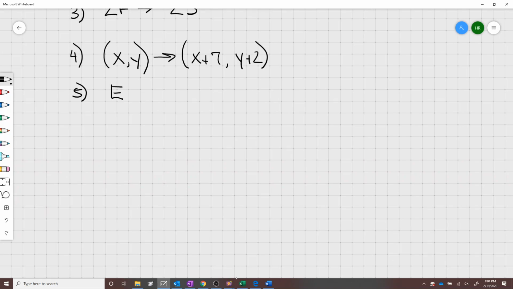Number 6. Use a translation rule to describe the translation: 10 left, 9 up. So here's what it looks like. For every x, y, we're going to translate it 10 to the left, so it's going to be x minus 10. And 9 up, that's y plus 9.